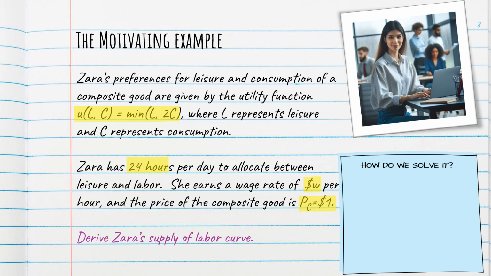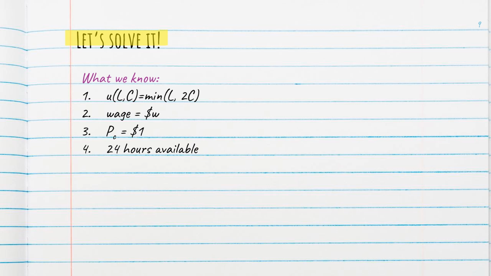Now we're going to take what we've previously done with our demand for leisure, and we're going to derive Zara's supply of labor. How do we solve this question? We're going to solve it using the well-established relationship that exists between leisure and labor, which is the amount of hours worked is 24 minus the amount of hours of leisure. So our goal here is now to determine Zara's supply of labor.